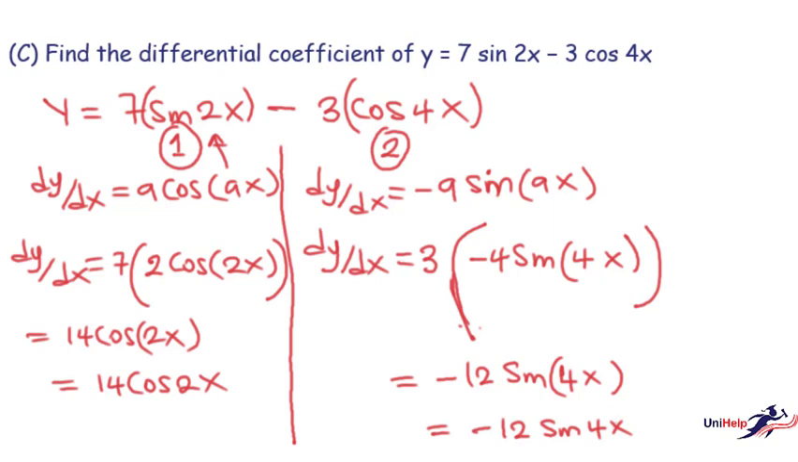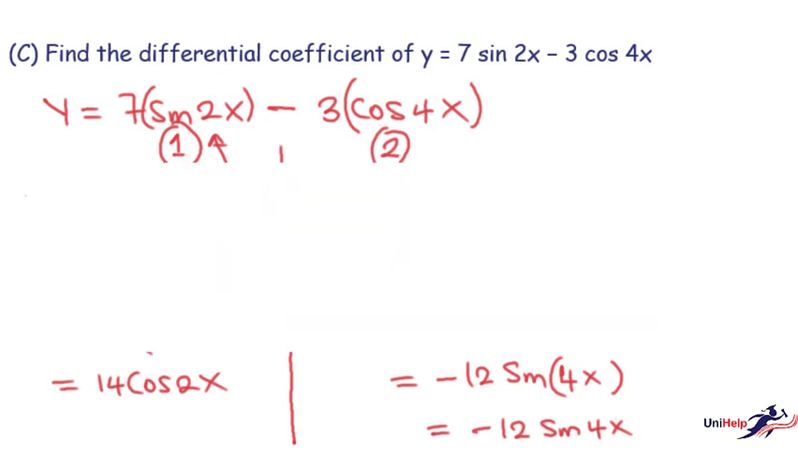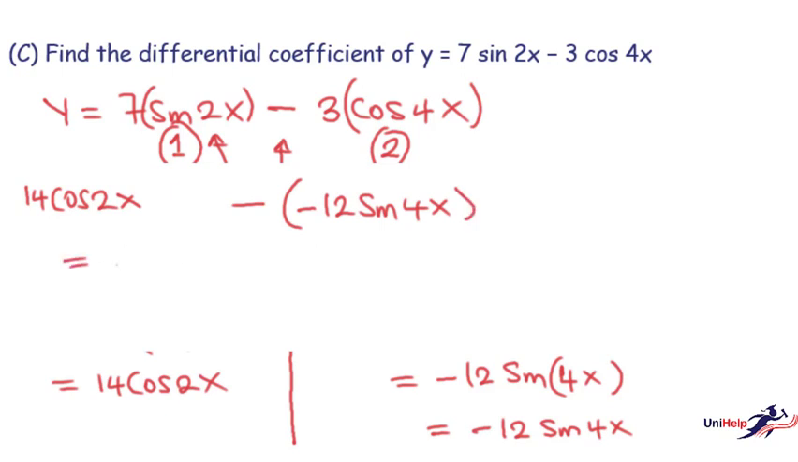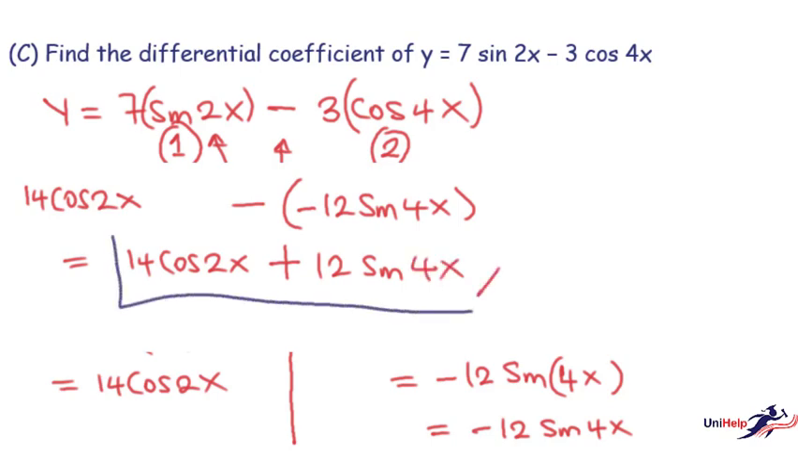Let's create some more space. Now, bringing the two parts together, we have 14 cos 2x minus 12 sine 4x, which is equal to 14 cos 2x plus 12 sine 4x. And that's the final answer for this problem.